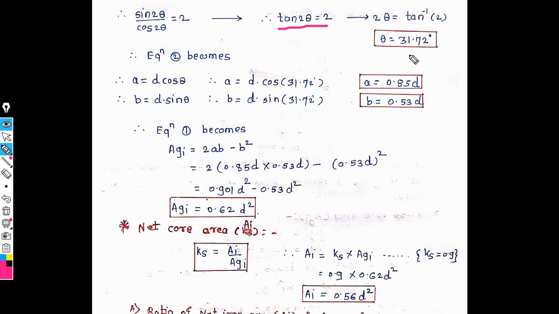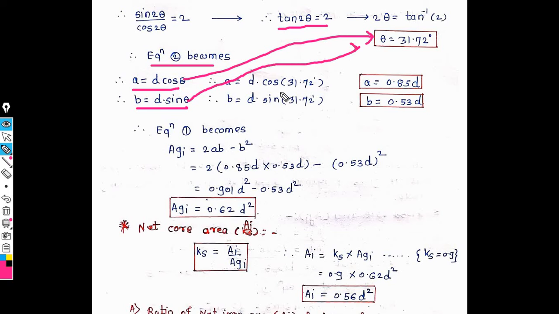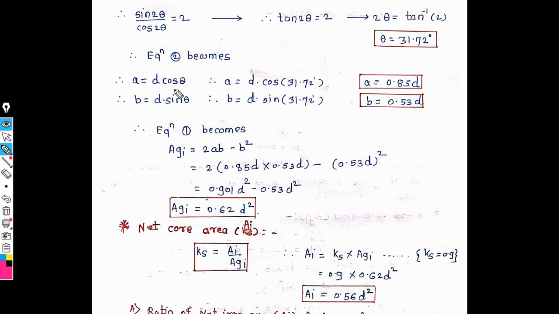Then the value of theta is put in this equation, that is A is equal to d cos theta and B is equal to d sin theta. The same value of theta is put in the equation. Then A is equal to d into cos 31.72, that is A is equal to 0.85 d. Then B is equal to d sin theta, B is equal to 0.53 d.